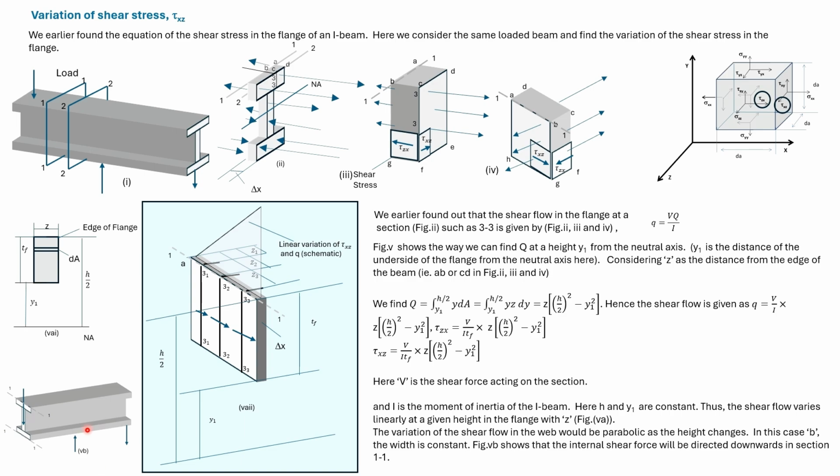In figure 5b, we have shown the right portion of the beam from section 1-1. From equilibrium, we can see that there will be a vertical internal force acting on section 1-1. The force acts downwards. The fact that the force acts downwards in the web is utilized in the next slide.